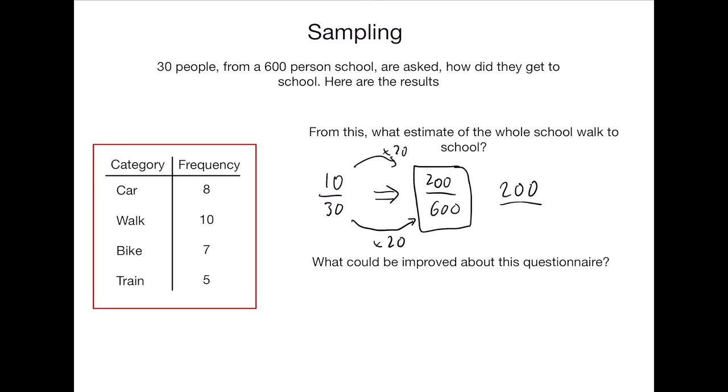What could be improved about this questionnaire? A very common thing when it comes to sampling is more people. That is as simple as it is. Because if you think about it, if you were to ask 2 people and they both said, oh, we both drove to school this morning, then if you scaled that up, everyone would have driven to school. But if you instead ask 100 people, you're going to get a much broader range of results and it's going to represent a bigger population. So always think about more people.